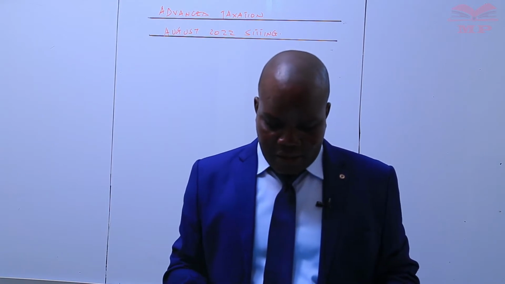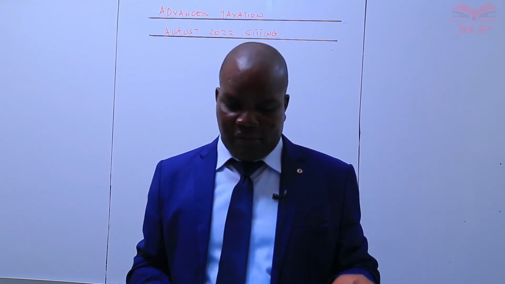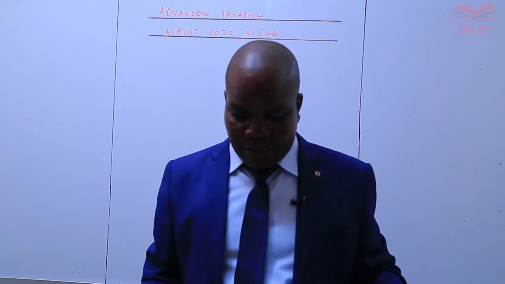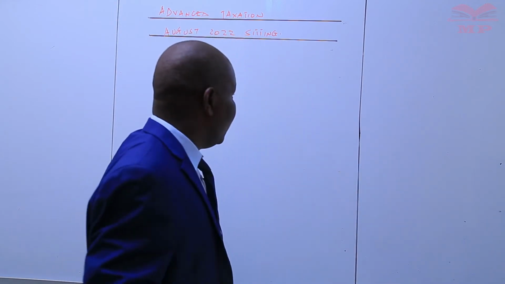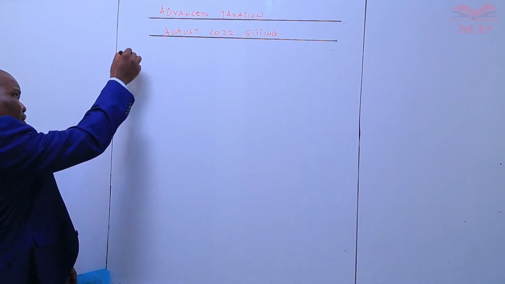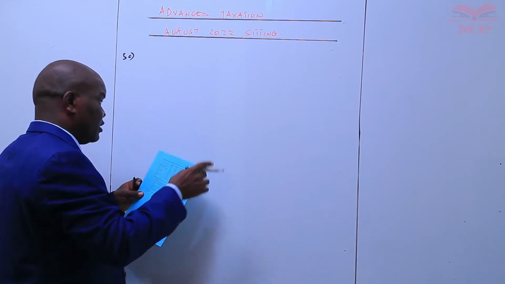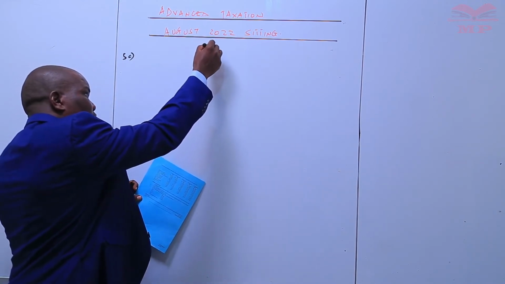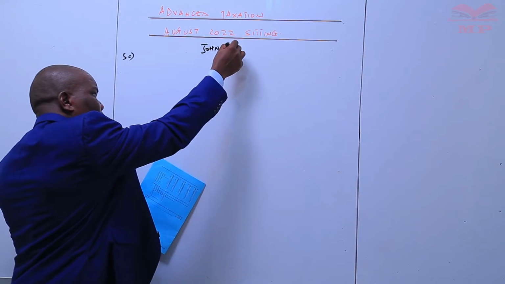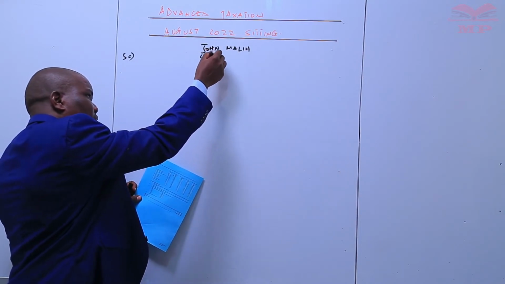So here, in short, we have to prepare a capital statement for the 4-year period to work out the taxable income. This is what we do. So we are answering question 5C. The taxpayer in question is John Mali. So we write here John Mali. We are preparing capital statement.